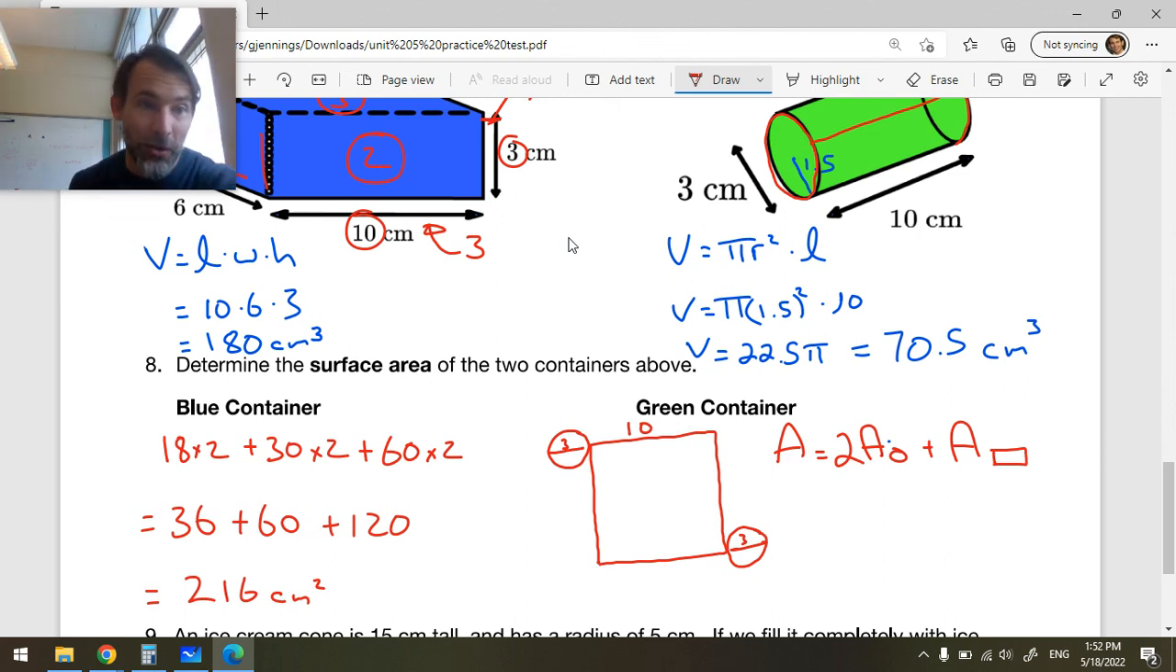Pi times diameter equals circumference. So this is 3 pi long here, and this is 3 pi as well. 3 pi long. Not pylons, 3 pi long.